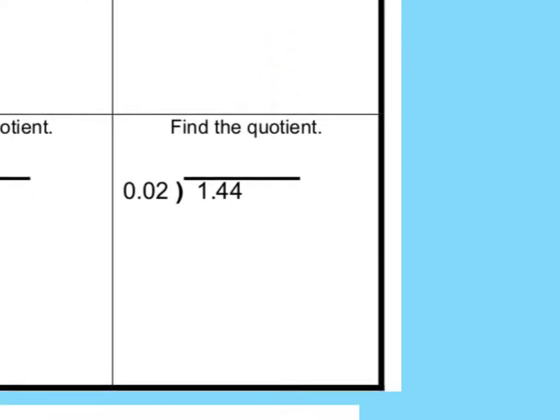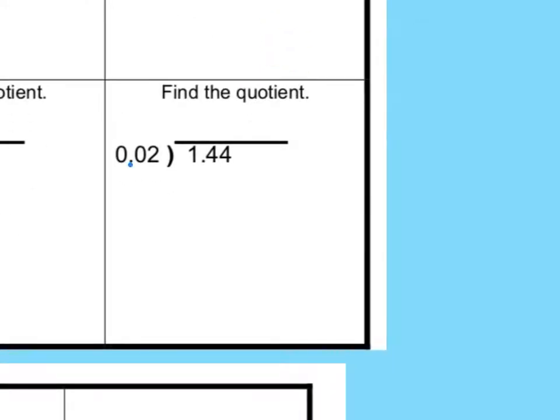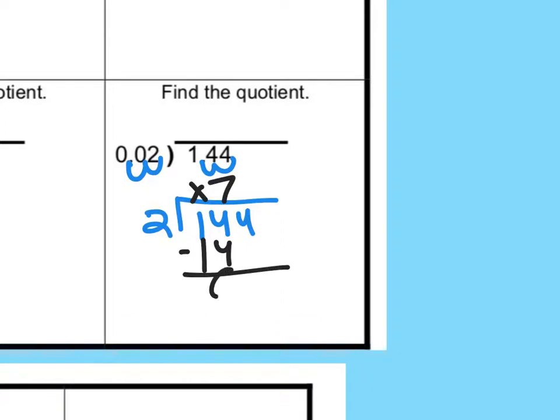For the next one, find the quotient. We have to make the 2 into 2 wholes, so let's move it to the right twice. And let's do the same thing inside, that makes it 144. We know that 2 cannot go into 1. 2 can go into 14 7 times. And then 2 can go into 4 2 times. So the answer is just 72.